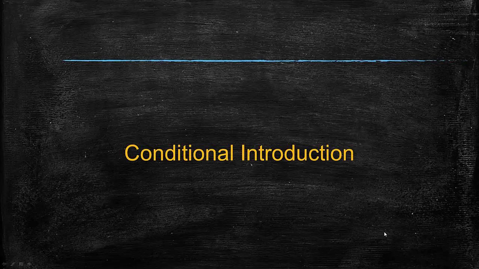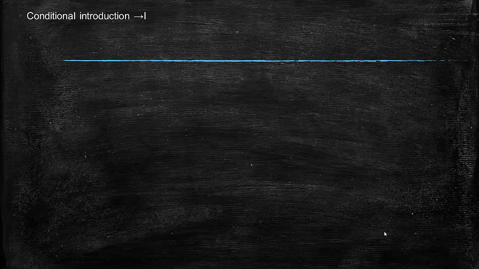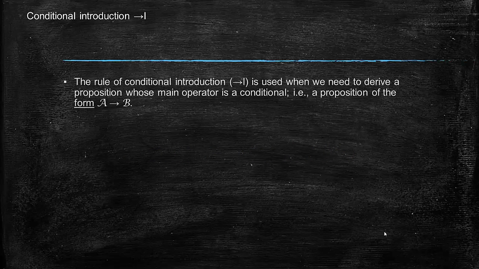All right, so let's introduce the idea of conditional introduction, our first hypothetical rule. So the rule of conditional introduction, which we write arrow I, is used when we need to derive a proposition whose main operator is a conditional, which is to say a proposition of the form if A, then B.